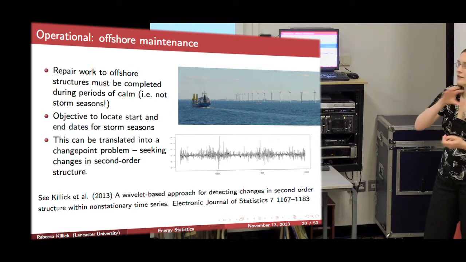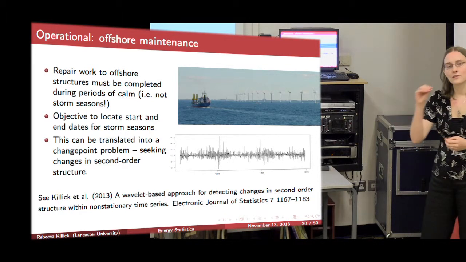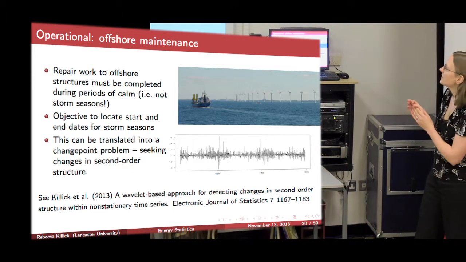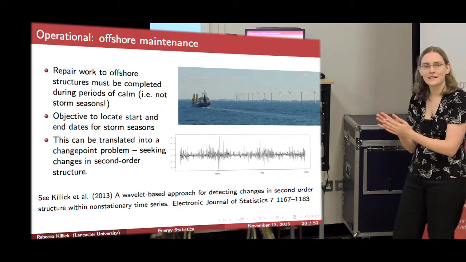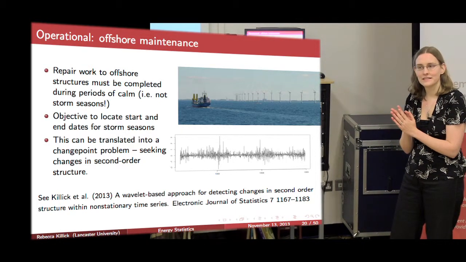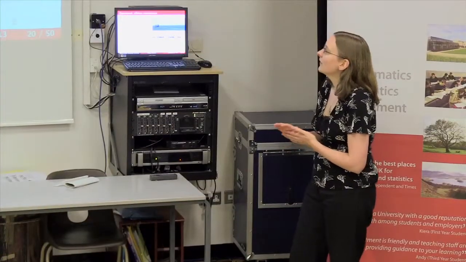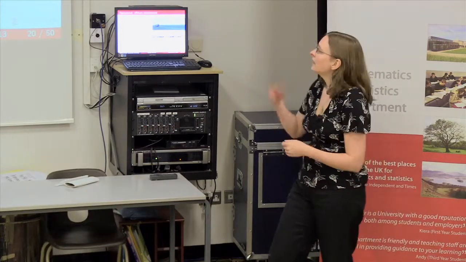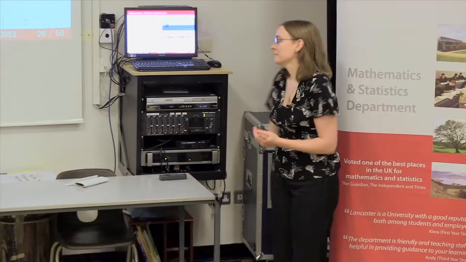So you can sort of see when there's a burst of variability, that's when there's a storm season going through, and when there's not much variability, that's the calmer seasons. And so you can sort of see by eye there, I'm sure if I asked everybody in the audience to say when was the start and the end of those stormy and non-stormy seasons, you'd all come up with very, very different answers. And so we translated this into a change point problem, and that was published recently in the Electronic Journal of Statistics.